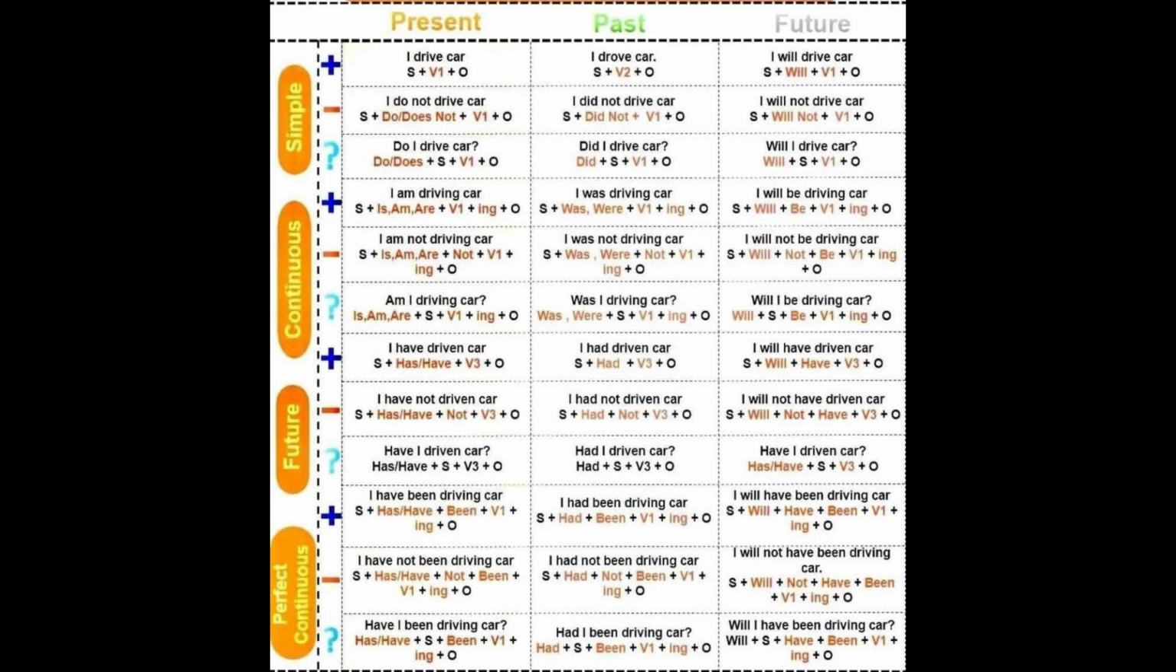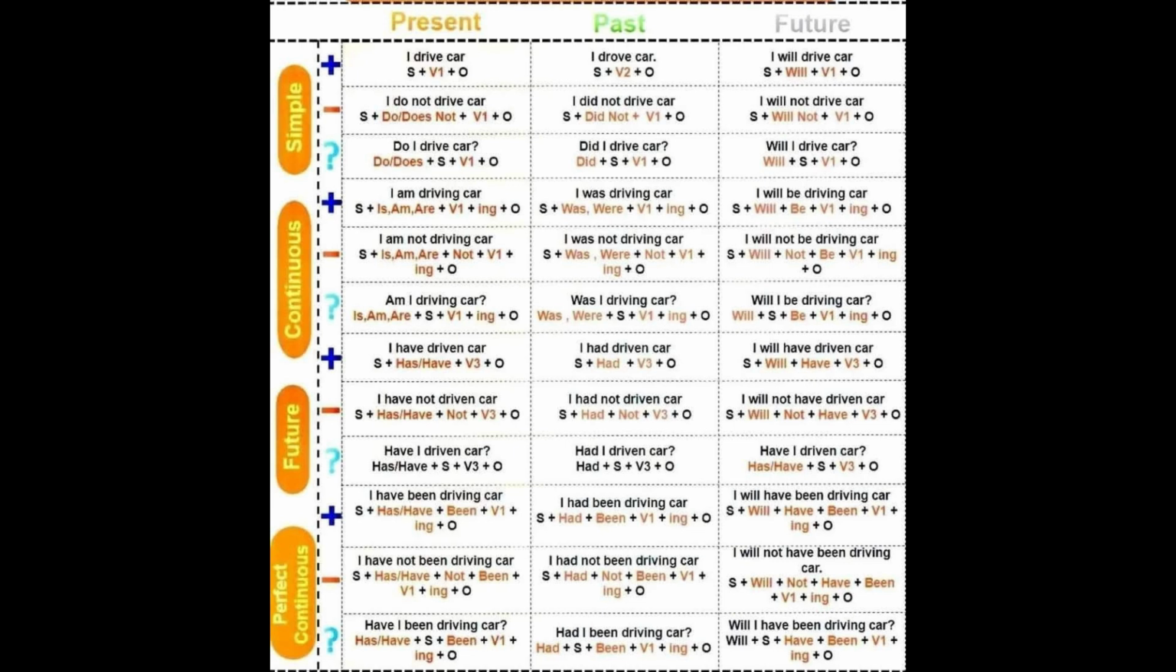For negatives, I had not been driving a car. And for questions, had I been driving a car? Future perfect continuous, we use will have plus been plus verb plus ing. Example, I will have been driving a car.